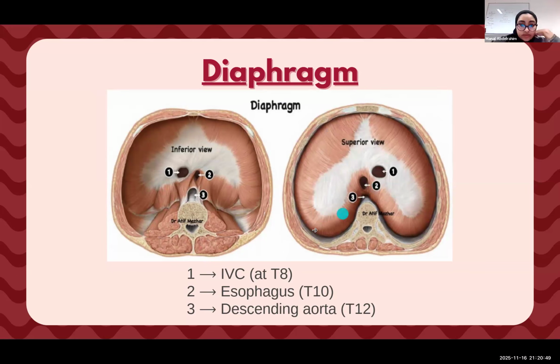So are the levels clear? Which structures are going through which? Clear? Sorry, could you repeat again?